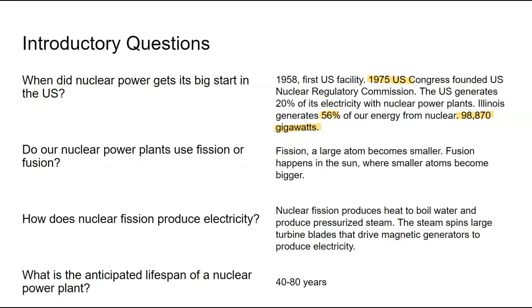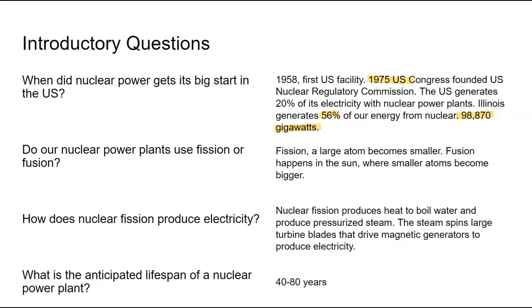Now, do our nuclear power plants use fission or fusion? Fission, and fission is the process by which a larger atom becomes smaller through the expulsion of a neutron. Fusion is what happens in the sun, where two smaller atoms fuse together to become bigger. You have two hydrogen atoms colliding to become a helium atom, and that releases energy in the process.